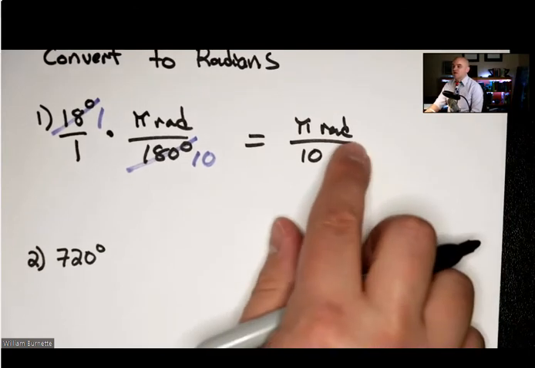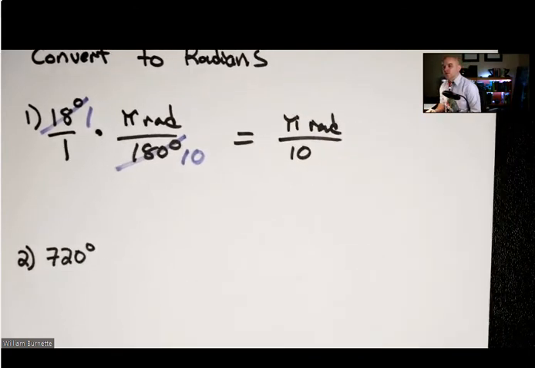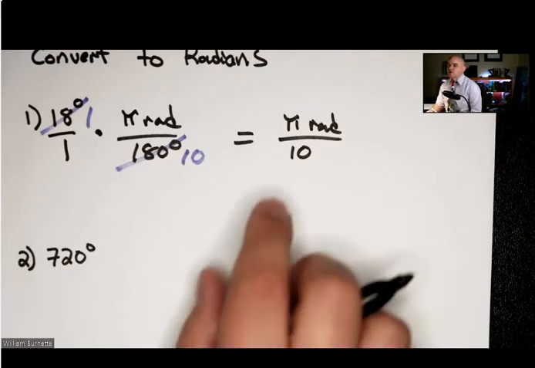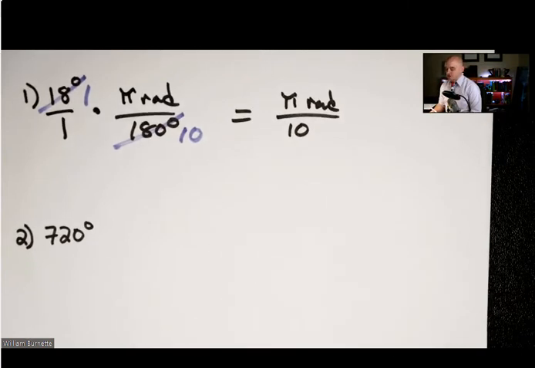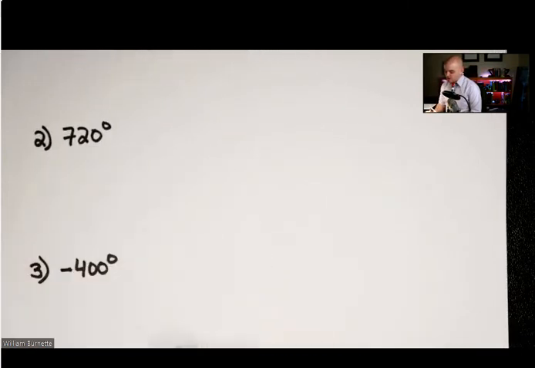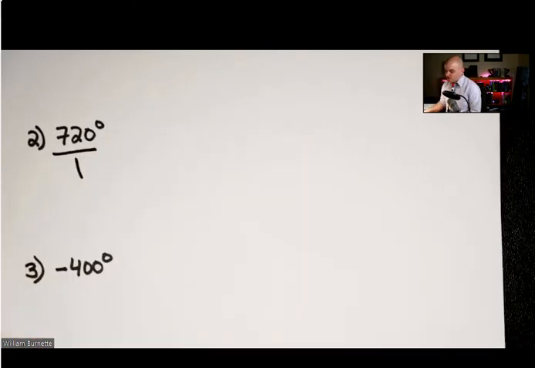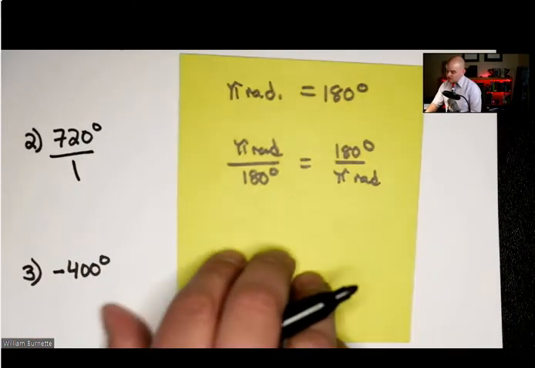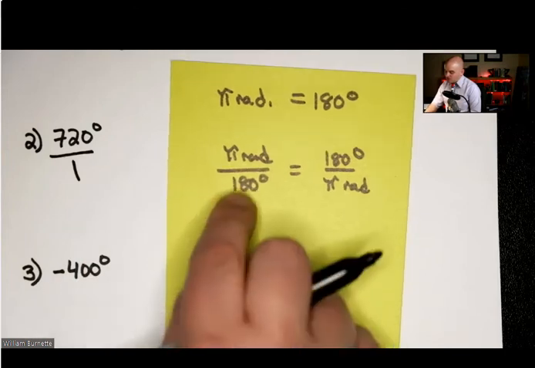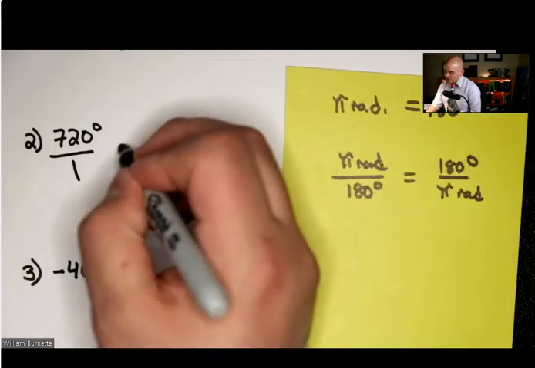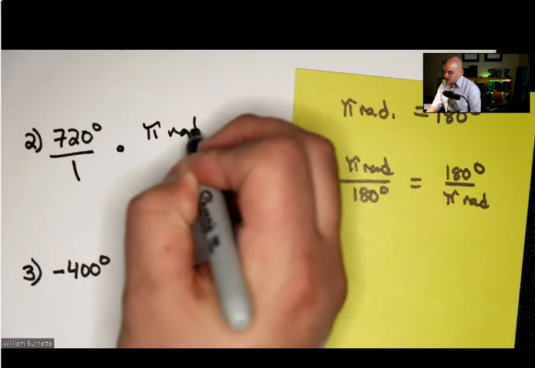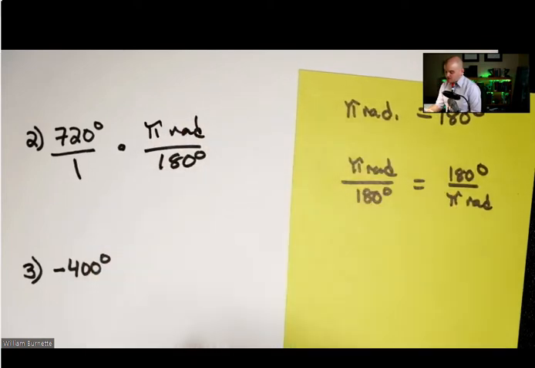You don't have to put the radians in the numerator. You can put it off to the side if you want to. It's just a unit of measure. So pi radians over 10 is my answer there. Next one, 720 degrees. Once again, make it a fraction. And notice when we multiply, we're going to multiply it by the 1 with degrees in the bottom. That's the first fraction here. So I multiply it by pi radians over 180 degrees.